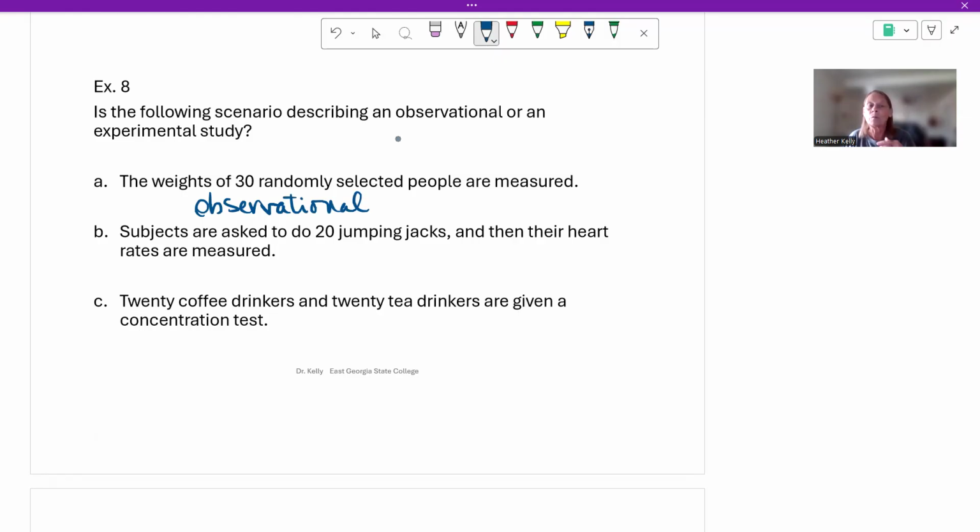Okay. Subjects are asked to do 20 jumping jacks and then their heart rate is measured. Now, this is an experimental study because we applied a treatment and then we saw how it changed. Okay. So this is experimental.